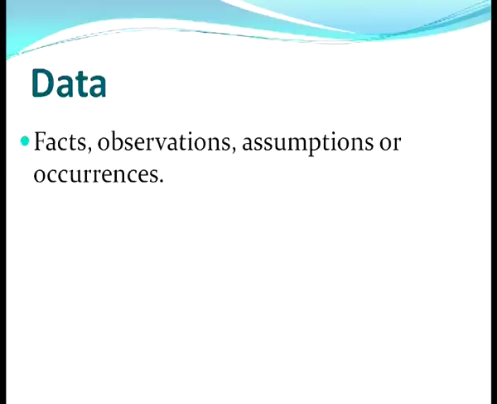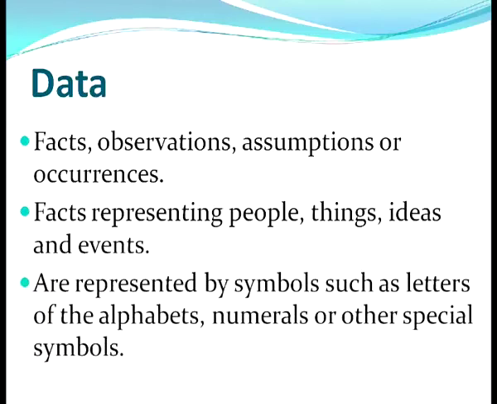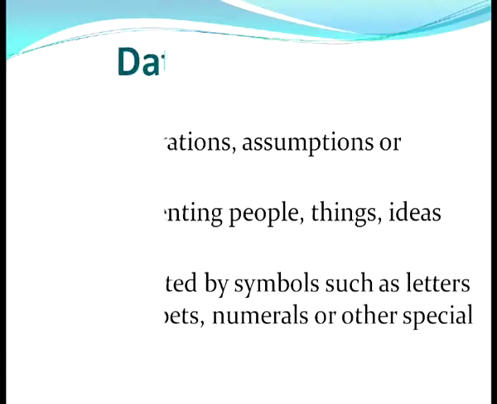But before we move forward, first and foremost, let us talk about data. Anything that we see around us that is useful for us is data. Anything that we want to record is data. So, facts, observations, assumptions or occurrences are data. Facts can represent people like us, things like your notebook, your computer, your ideas, your events. Data is represented by symbols such as letters, alphabets, numerals or any other special characters.